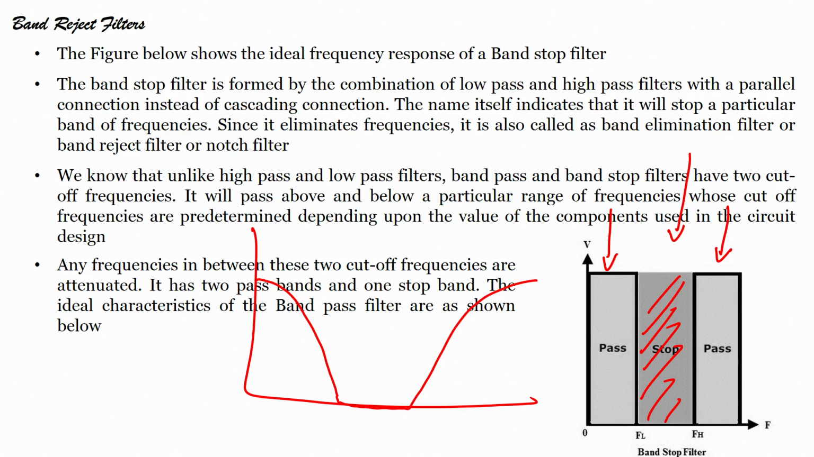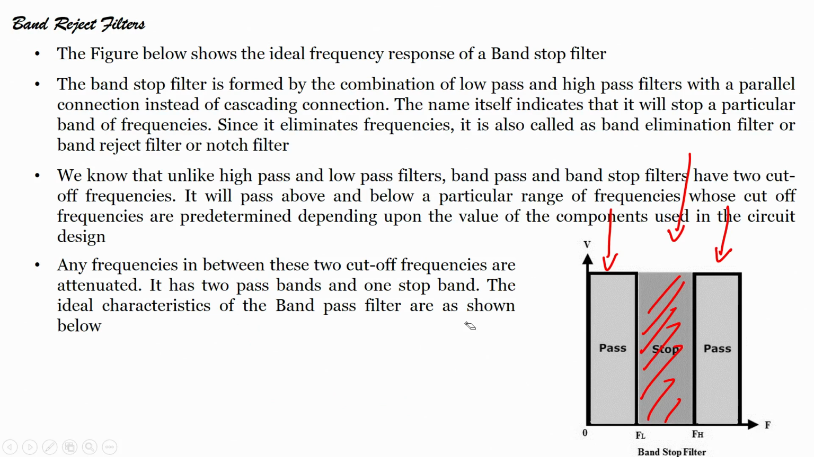This is the response plot for band stop filter. That means a particular band of frequency that we do not require, we can stop it by designing a filter using an operational amplifier. So, the figure shows the ideal frequency response of band stop filter. The band stop filter is formed by combination of low pass and high pass filters. So, band stop filters can be designed by using low pass and high pass filter.